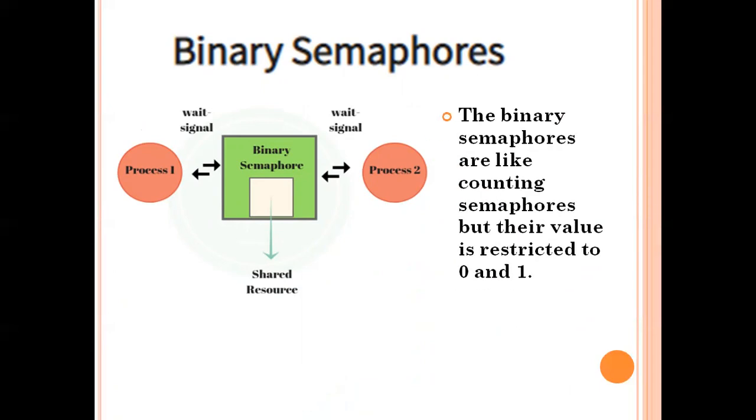And what is the use of binary semaphore? See, if process 1 enters, initially the semaphore value is 1, process 1 enters, now the semaphore value becomes 0. Now process 2 cannot enter, so these processes become mutually exclusive. So binary semaphore is useful in this case if you want to achieve mutual exclusiveness.